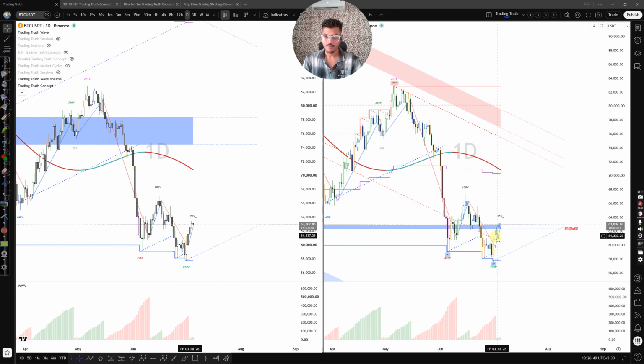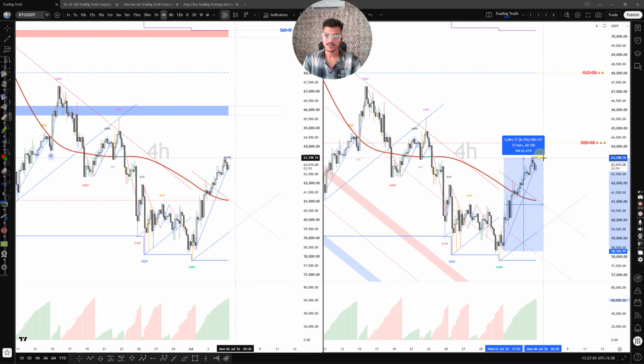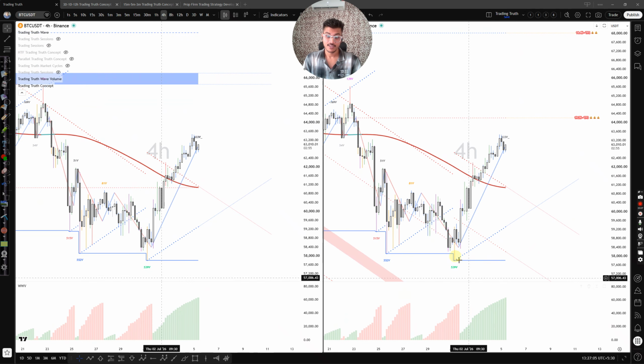Okay, now as I move on to 4 hour, you can see the same candle here. 4 hour is also in an up wave, right? And there was this wave volume divergence there. All right. As I move on to the lower time frame, I know that this accumulation structure is really a good one.